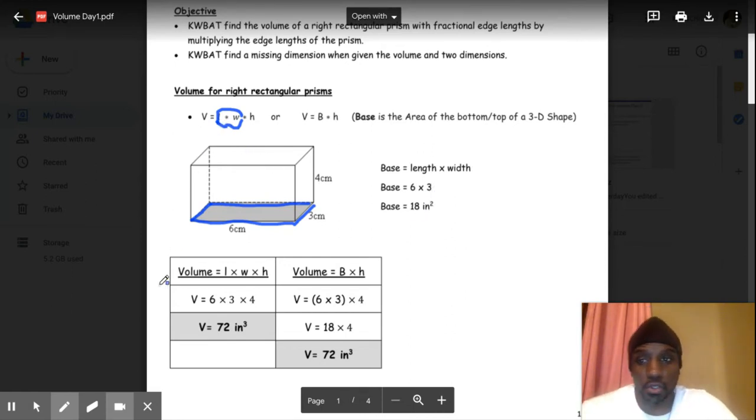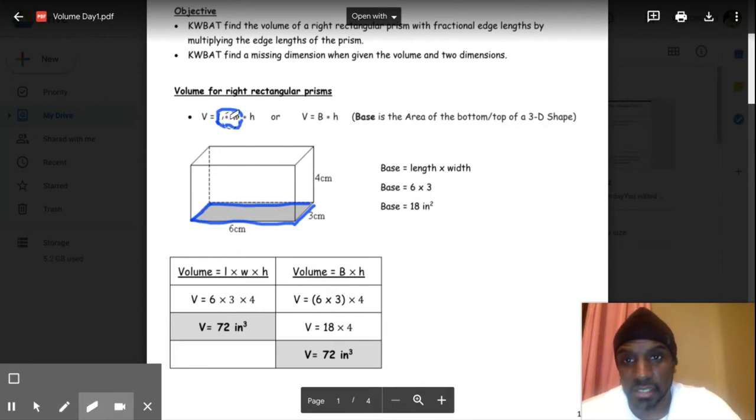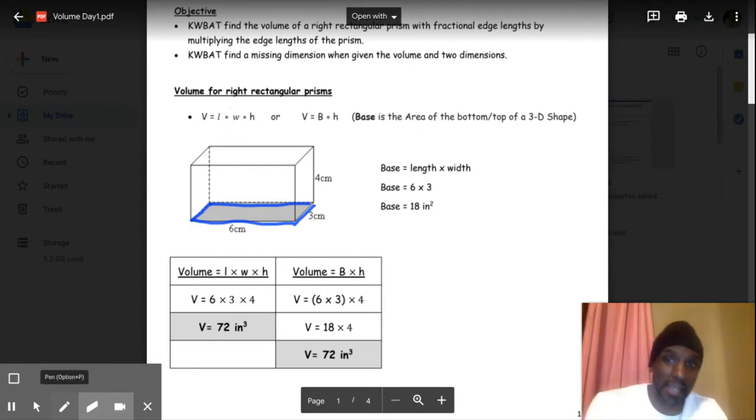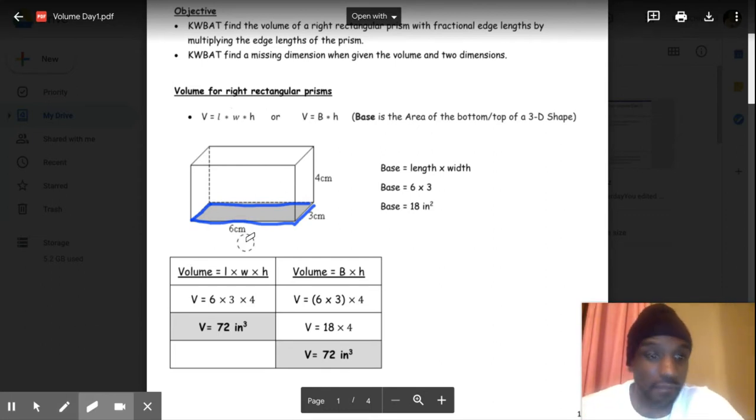So either you can use this formula, and I'll erase what I got right here. Use this formula right here: volume equals length times width times the height. Or you can say volume equals base times the height. And the base is nothing but the area of the bottom of your shape, okay? Got it. Okay, here we go.